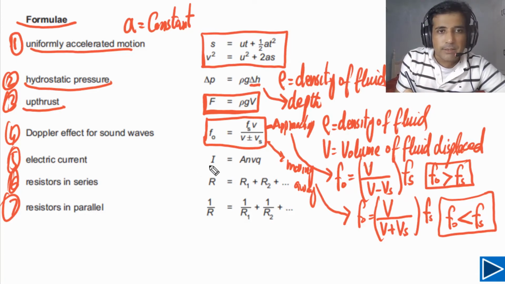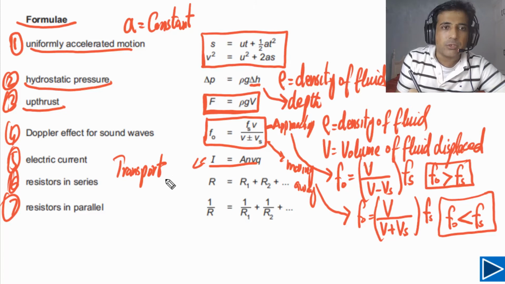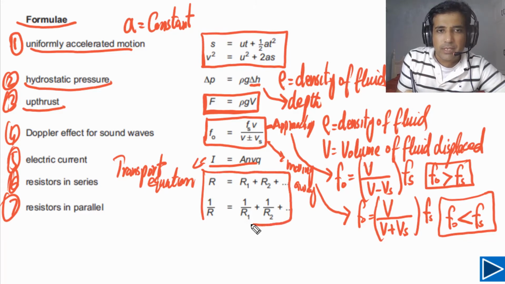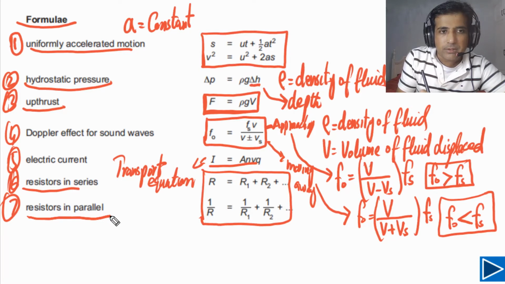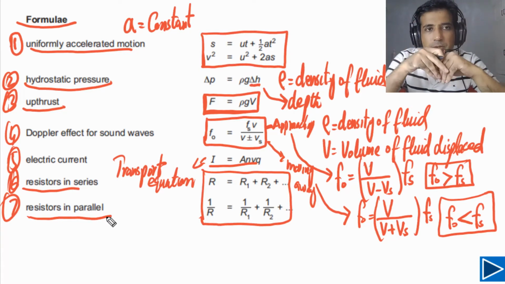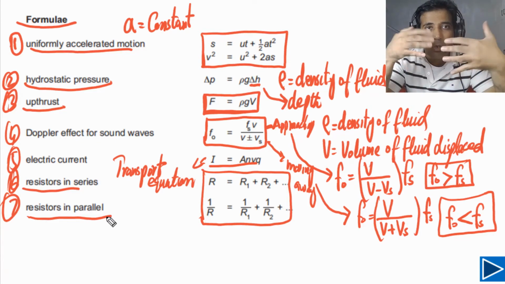If we go to the next question, this is called transport equation. Very important one in the electricity topic, transport equation. So this is transport equation. And these two formulae we can use for resistors, resistors in series and resistors in parallel. So it's very important that you have a clear understanding of these formulas. And the rest of the formulae, you need to be able to derive them, or you need to remember them, and you need to practice them so you know how to use them as well.